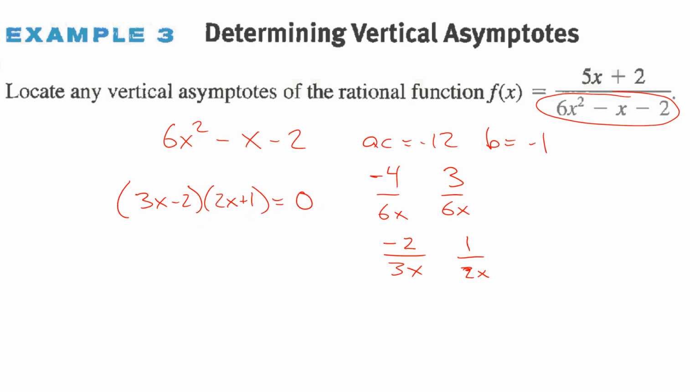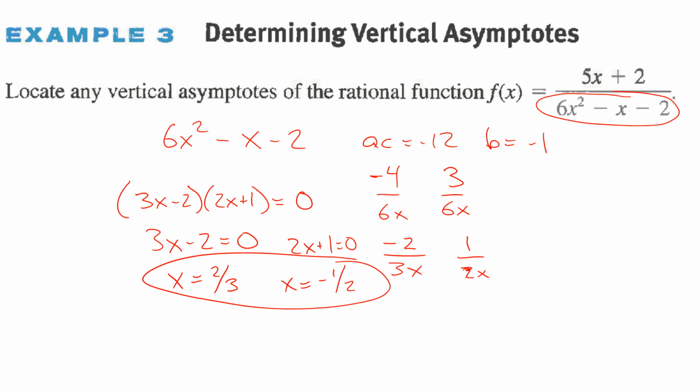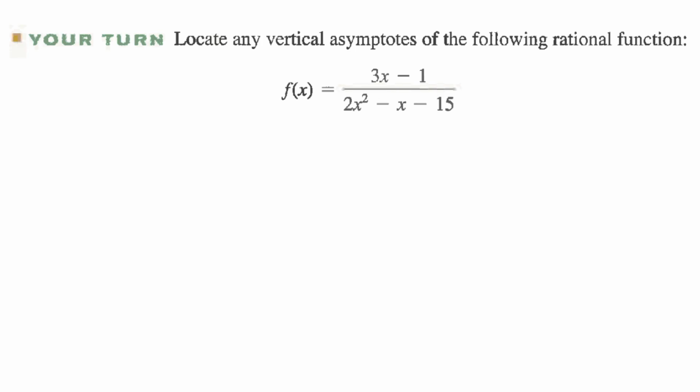For asymptotes, we're going to say equals 0 because we want the line of the actual asymptote. So 3x minus 2 equals 0, and so x equals 2/3. 2x plus 1 equals 0, so x equals -1/2. Those are your vertical asymptotes. Your turn. Give it a shot.